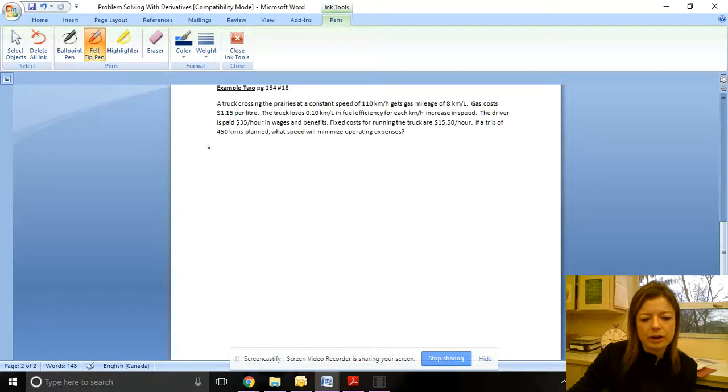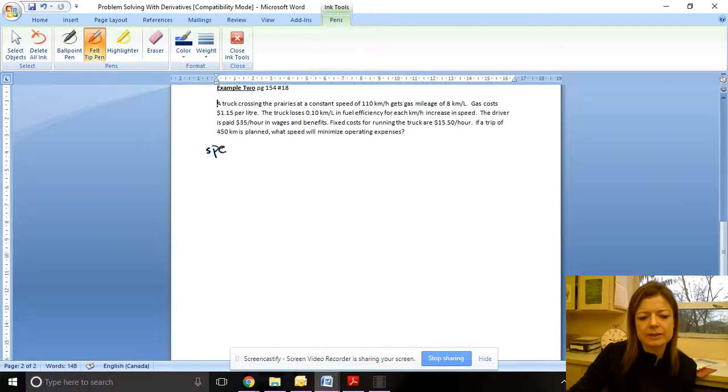So the speed is the first thing to look at. The speed right now is 110 kilometers per hour. Okay, that's the first thing. Okay, the mileage is 8 kilometers per liter. Okay, but then they say that, but then later down we talk more about the mileage, but we'll get there.